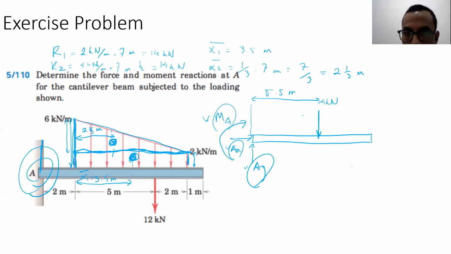Hold on, sir. Let me calculate it. 4.3333, right? That's simple. Don't confuse yourself. So it's another 14 kilonewton, and the distance here is 4.3333 meters. What else there? And 12 kilonewton, 7 meters from the left. Okay, 12 kilonewton here.